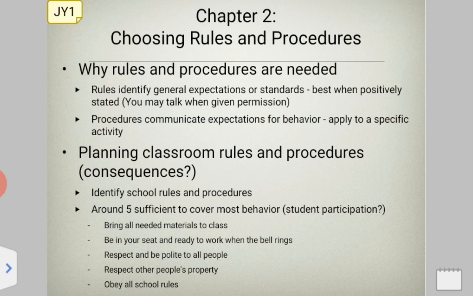It says here around 5 sufficient to cover most behavior, right? Like here there are 5 tips. Bring all needed materials to class. Be in your seat and ready to work when the bell rings. And these are some really common rules that students need to follow, but probably most of them are included in the student's handbook. Respect and be polite to all people. Respect other people's property and obey all school rules.